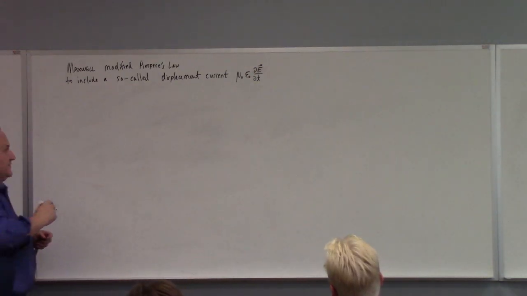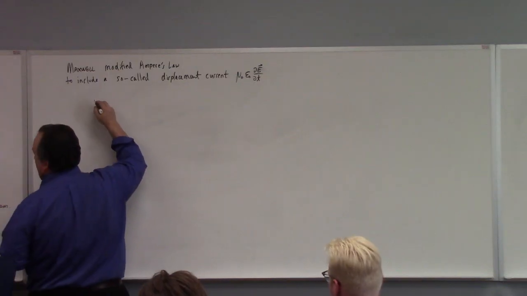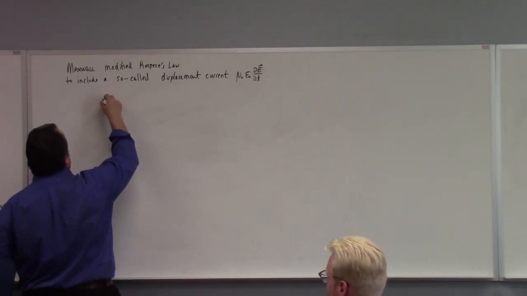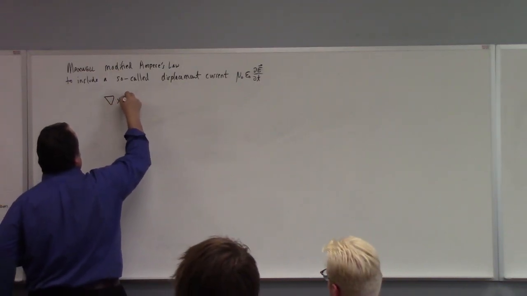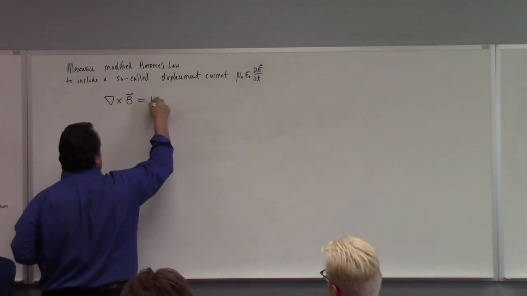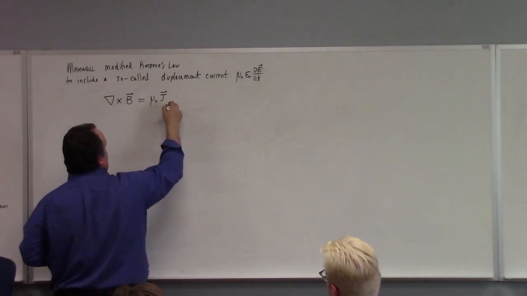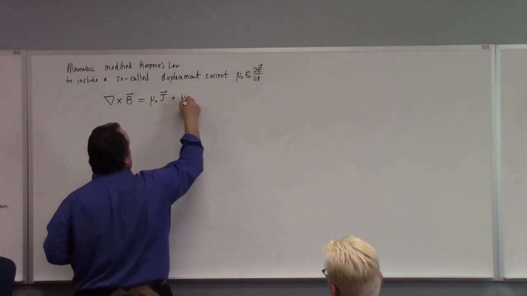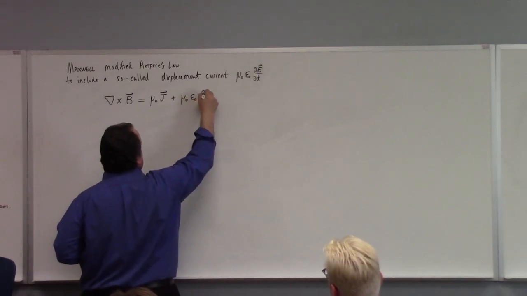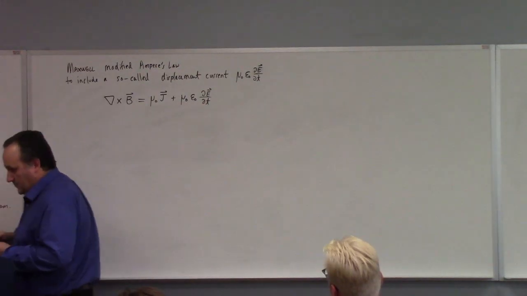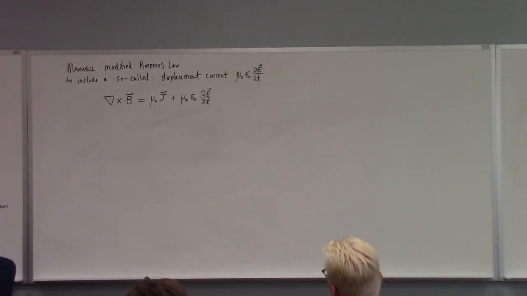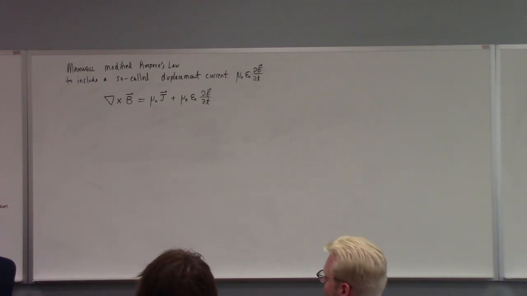Let me be more specific. So he said that Ampere's law was wrong. In fact, this is the real law. The curl of the magnetic field is mu naught J. That's still got to be there. But guess what? There's also mu naught epsilon naught partial E partial T. This is the grand, glorious new Ampere's law with Maxwell's correction term. And it's going to turn out that this is actually the real deal.